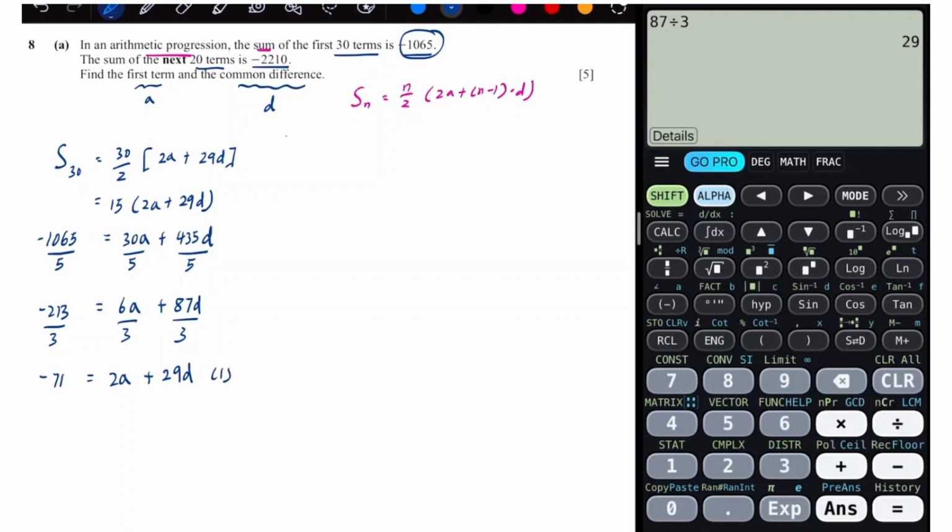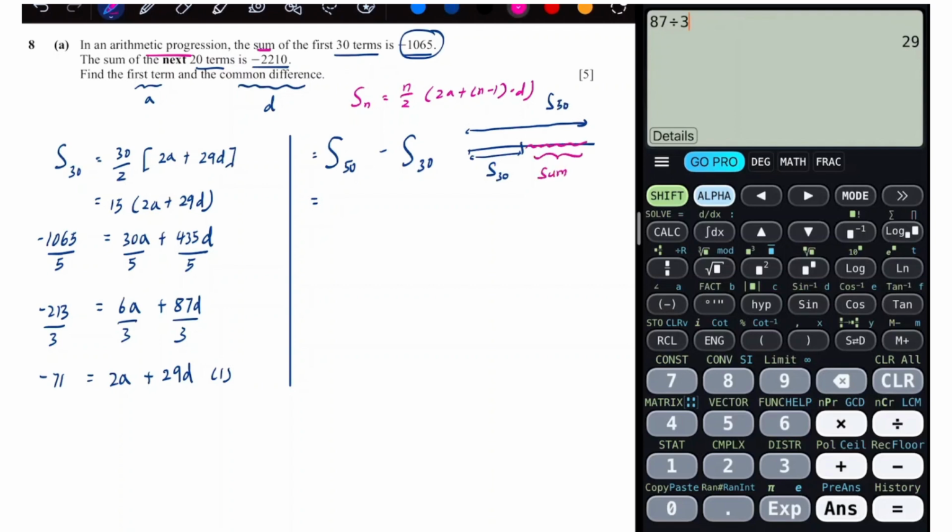The second one, let's create a partition. The sum of the next 20 terms is negative 2210. So it's not just the sum to 20, rather you have to take the overall. Next 20 means what are the next 20 terms after 30? That is the sum to 50 minus the sum to 30. So this is the sum that we are talking about. From here to here, that's the sum to 30. From here to here, that's the sum to 50. So what we need is basically this region. This is the sum of the next 20 terms from n is equal to 30. So that's what we're looking for. So the sum to 50. Oopsie. Let me make it smaller.